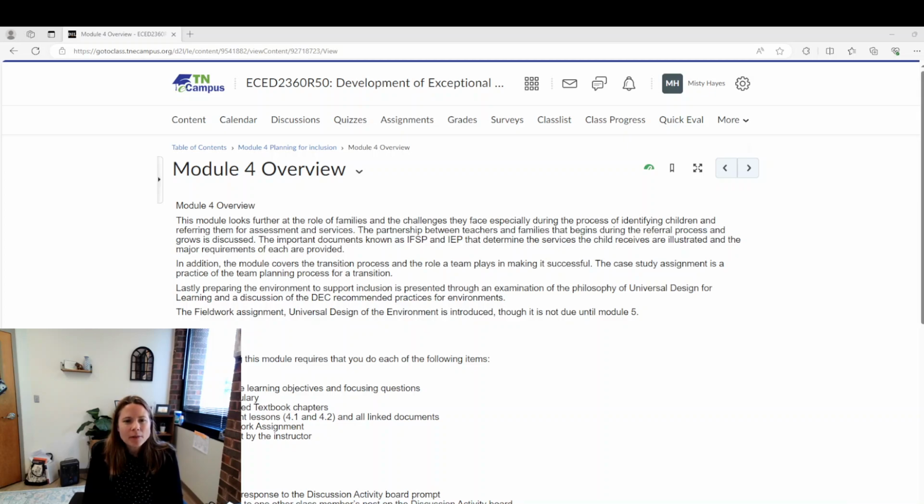So we completed Module 3. Just to recap, we went over the differences among children and how they are similar and how they are different. And when we talk about that, we talk about it in terms of inclusion, preschool, or early childhood environments.